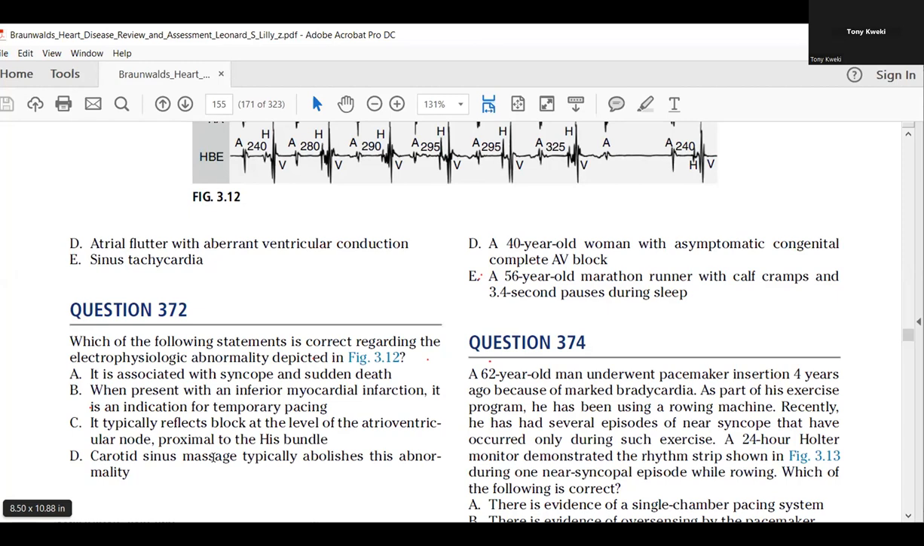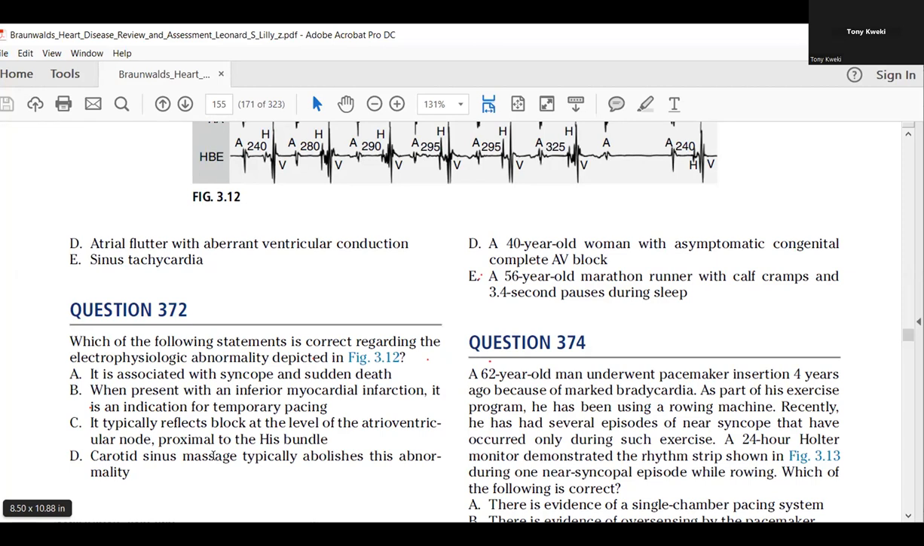So we're going back to our questions, the answers. You say that it is associated with syncope and sudden death. We said no, that is usually benign compared to the type 2, so we can't choose that option. Also, when present with an inferior MI, it is an indication for temporary pacing. Like we said, it's usually benign, and with no symptoms, we don't expect to pace the patient.